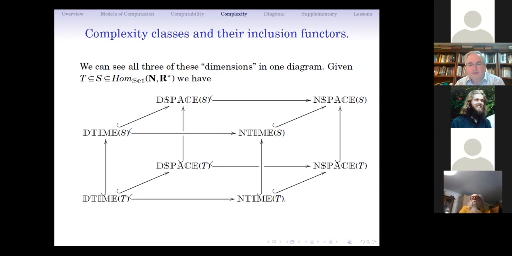Oops. And time includes into space. No, space includes into time. Oh, no, time includes into space. Okay, no, that's right. Okay, time includes into space.